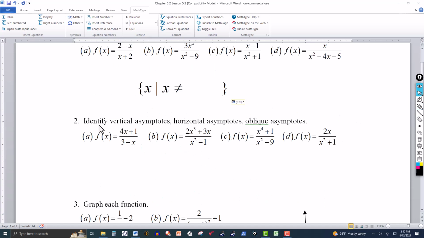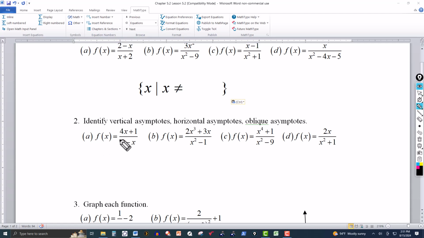Now for the next one, we want to identify vertical asymptotes, horizontal asymptotes, and oblique asymptotes. And these are just lines that the graph approaches. The graph will never cross a vertical asymptote. Generally, it doesn't cross the horizontal, but in some situations it may. Same sort of thing for the oblique.